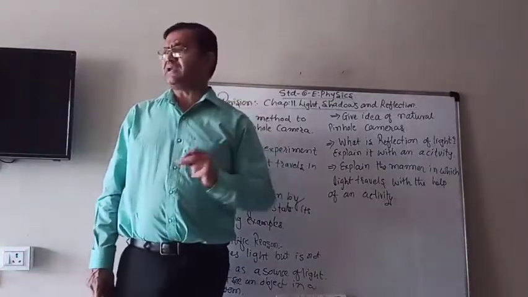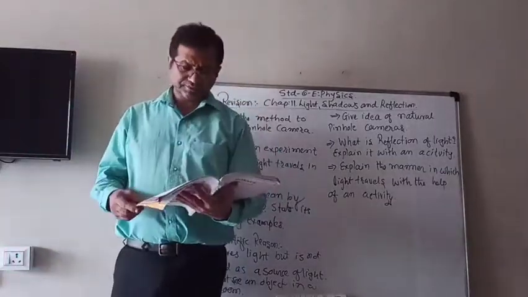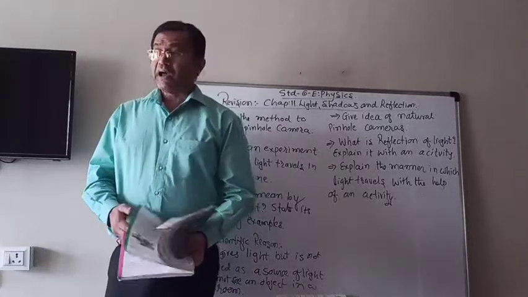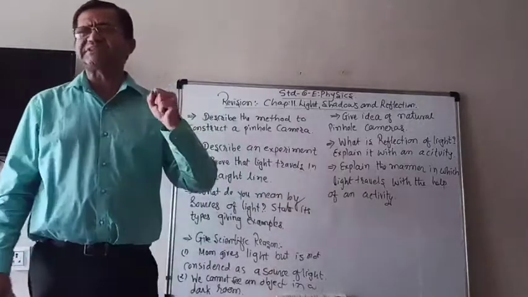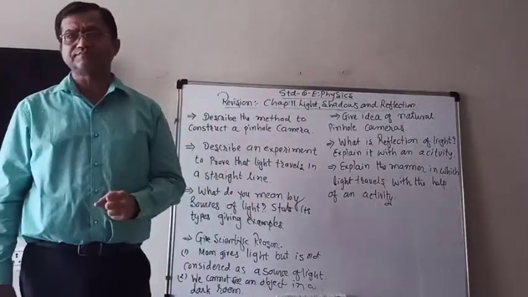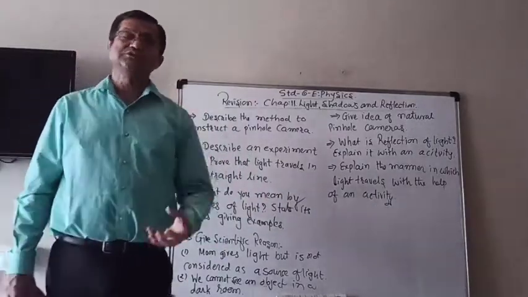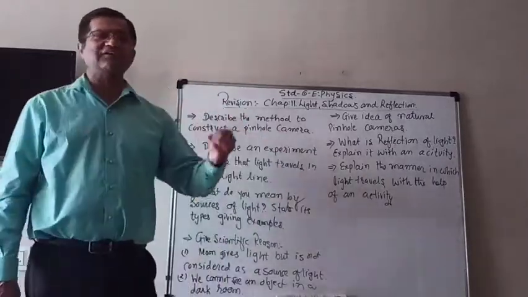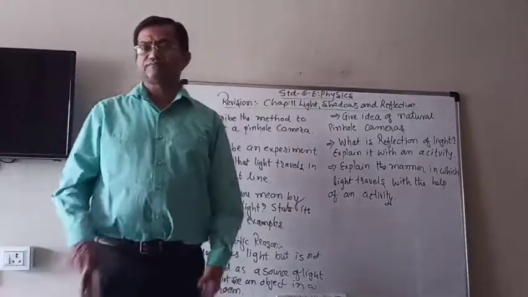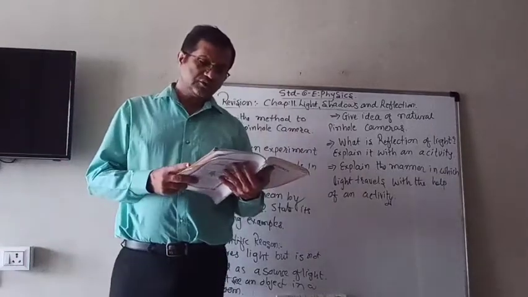Now generally, how does light travel? Generally the light travels in a straight line. But how will you show that? How do you know that the light travels in a straight line? For that, what can you do?